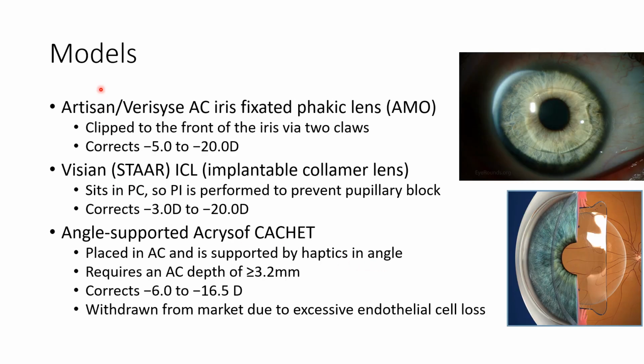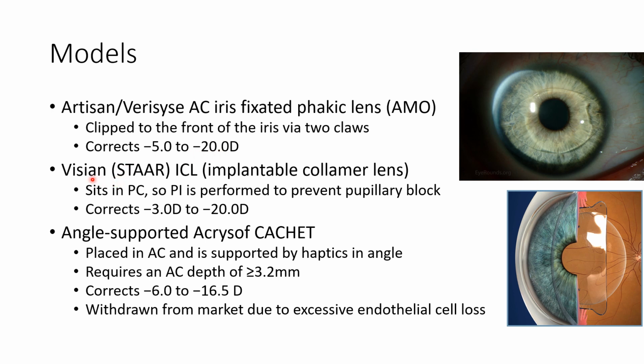Coming to the models of phakic intraocular lenses, the first type of phakic IOLs are anterior chamber iris fixated phakic IOLs like Artisan or Verisyse, which is manufactured by AMO. These lenses are clipped to the front of the iris via two claws, as you can see in this picture. It corrects -5 to -20 diopters of myopia.